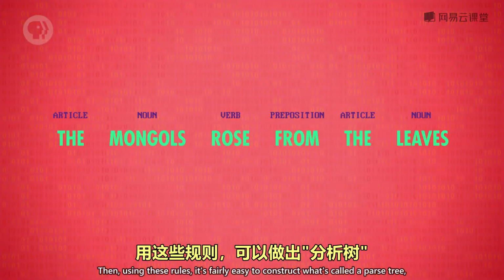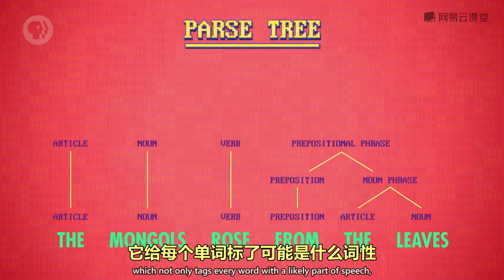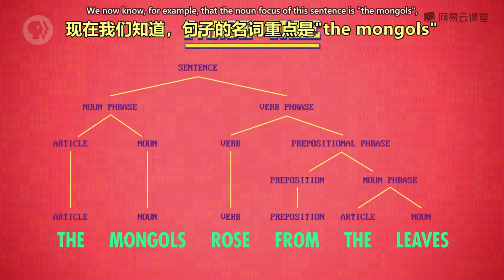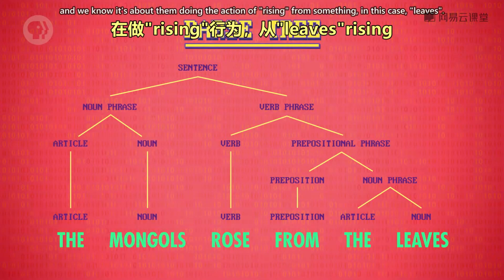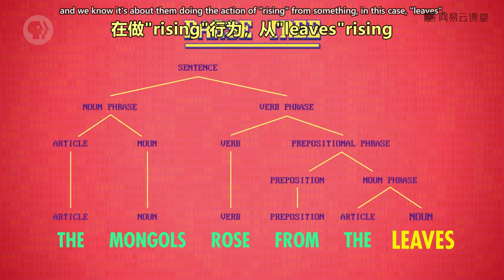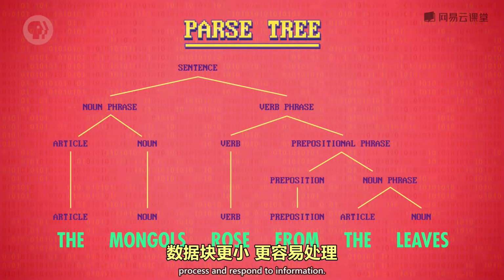Then, using these rules, it's fairly easy to construct what's called a parse tree, which not only tags every word with a likely part of speech, but also reveals how the sentence is constructed. We now know, for example, that the noun focus of this sentence is the Mongols, and we know it's about them doing the action of rising from something, in this case, leaves. These smaller chunks of data allow computers to more easily access, process, and respond to information.